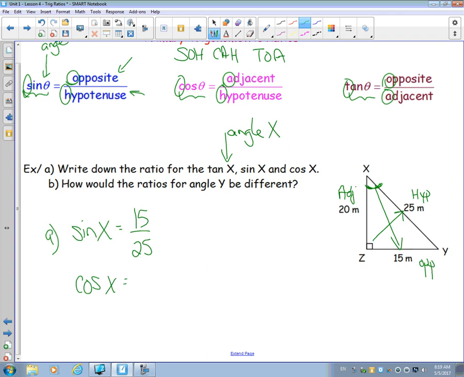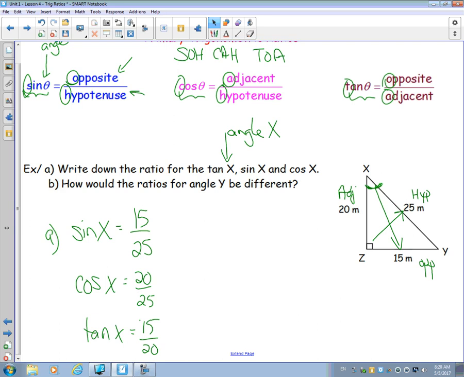The cos of x. Cos is adjacent over hypotenuse. So 20 over 25. And tan is opposite over adjacent. So 15 over 20. And there's my three ratios. And I'm going to teach you down the road how we can actually solve this to figure out what the angle is based on the scale factors we have.